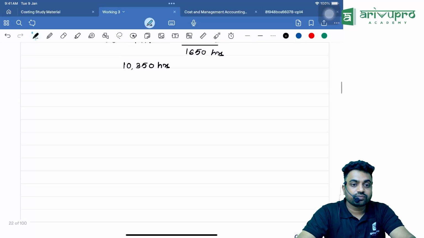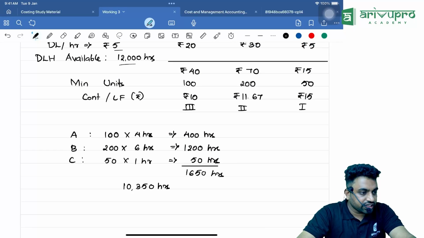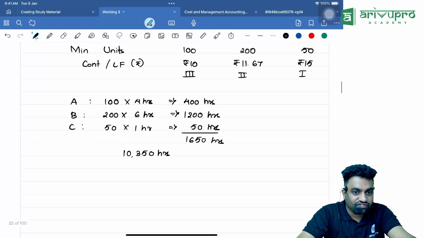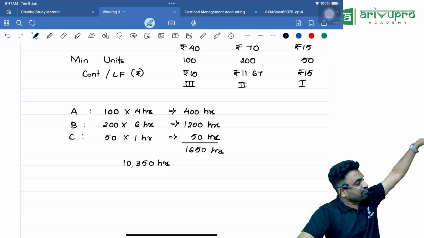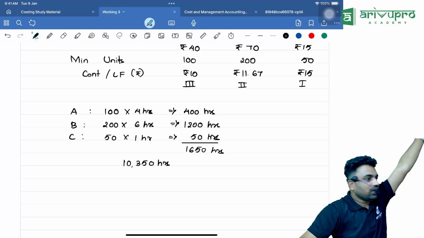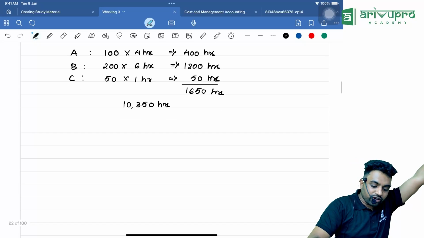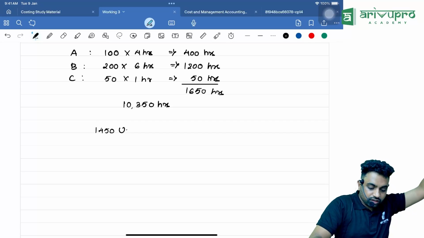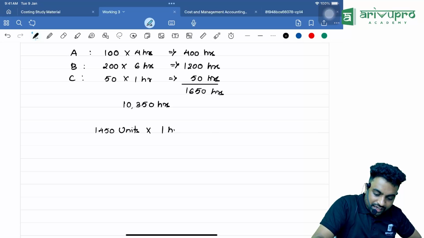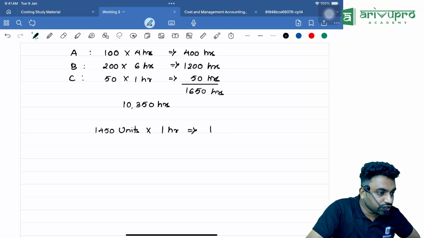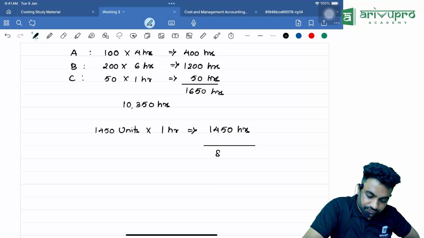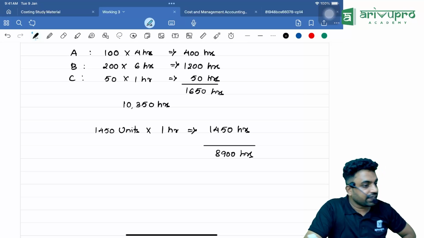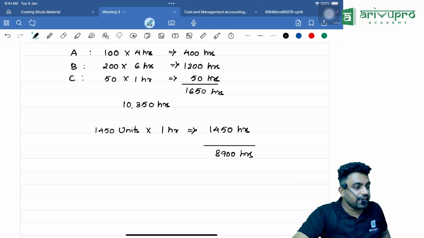Now first choice, or first selection, is C. How many units are required? 1,500. Now don't take 1,500 into 1, because already 50 units we produced. So the maximum we are going to produce is 1,450 units. So 1 hour is required, 1,000. So now how many hours are remaining? 8,900 hours. Our next selection is B.